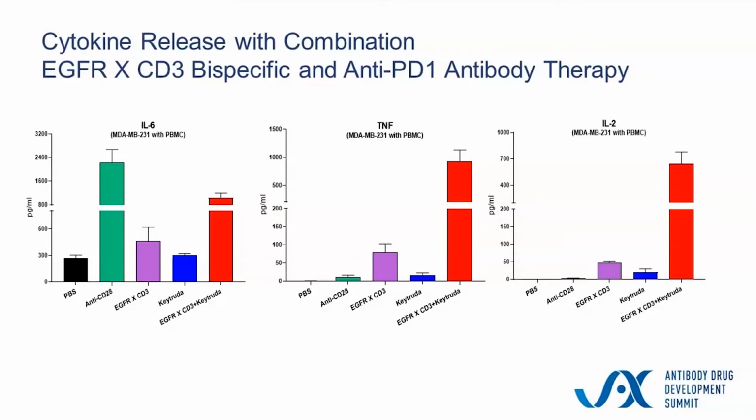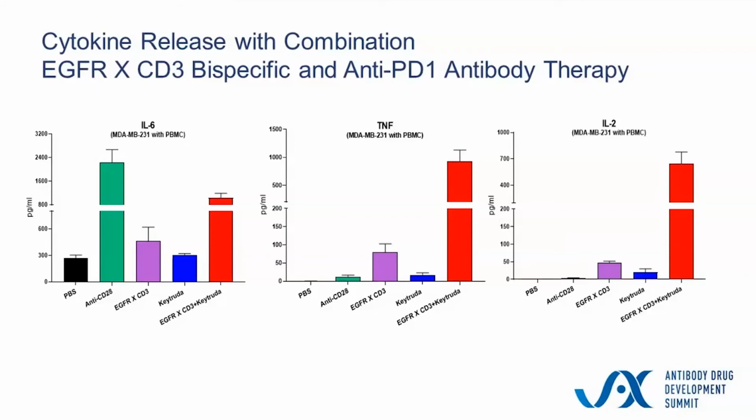For TNF, the results are even more dramatic. EGFR CD3 in purple, Keytruda in blue, and the combination in red. And for IL-2, once again, a very dramatic response when you combine these two together. Now, I should tell you this is in this donor.